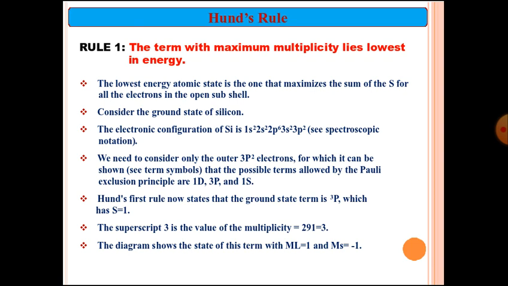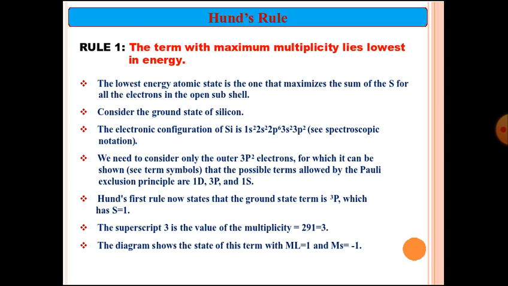Consider the ground state of silicon. The electronic configuration of silicon is 1s square, 2s square, 2p6, 3s square, 3p square, in spectroscopic notation as we know already. We need to consider only the outermost 3p square electrons, for which it can be shown that the possible terms allowed by the Pauli exclusion principle are 1D, 3P and 1S. Hund's first rule now states that the ground state term is 3P, which has S equal to 1.